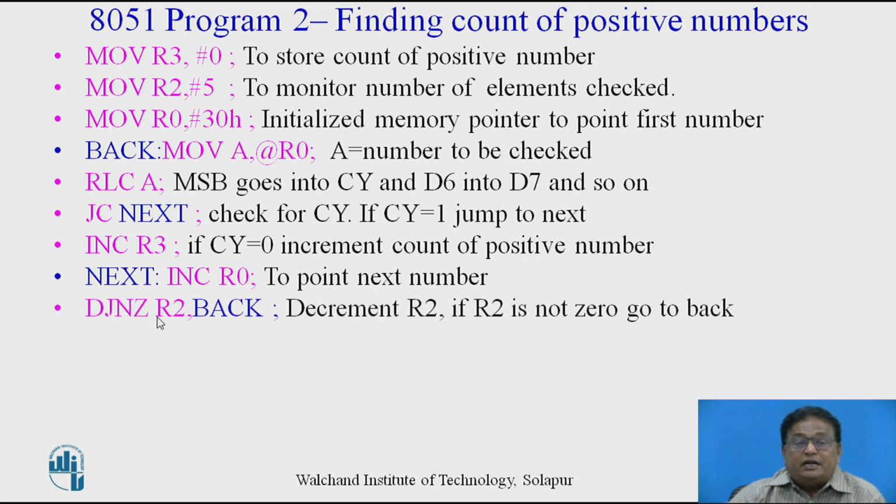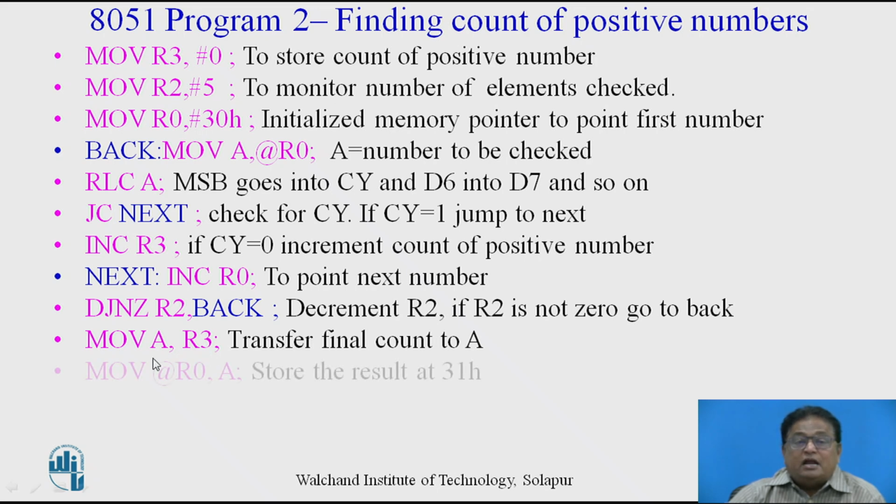Here, decrement the loop counter and check whether it is 0 or not. If it is not 0, again take the next number into the accumulator and do the same steps. And when all the numbers have been tested, whatever result we get in register R3, first take into the accumulator, and from the accumulator you store it at the memory.